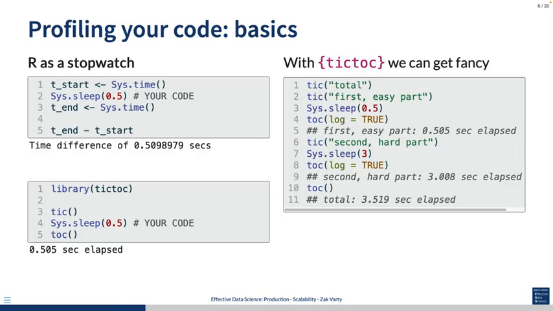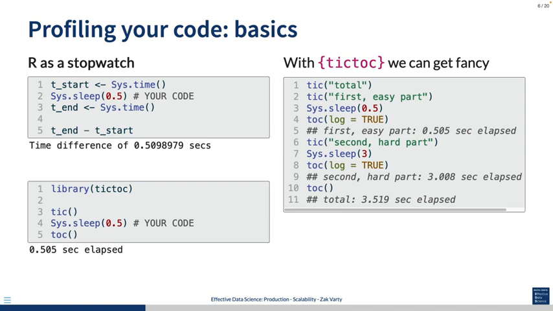So the most basic way that you can profile your code is to use R as a stopwatch and literally measure how long it takes to run. You can do this using the Sys.time function that is built in with base R. And here we've just got an example where we put the system to sleep for half a second, where we start a stopwatch just before that and take the time just after it's finished. This is a nice accessible way to start profiling your code.